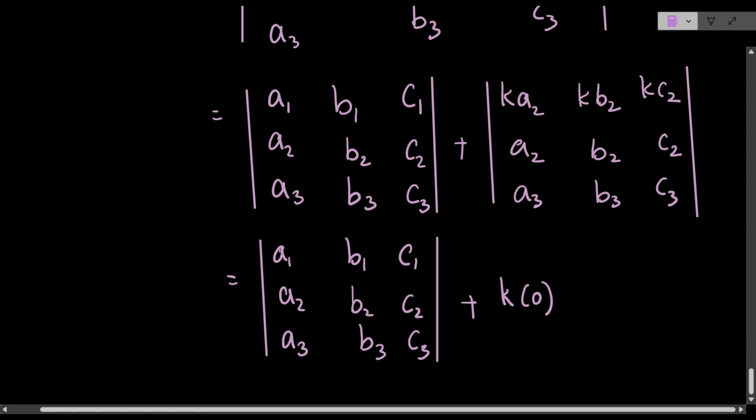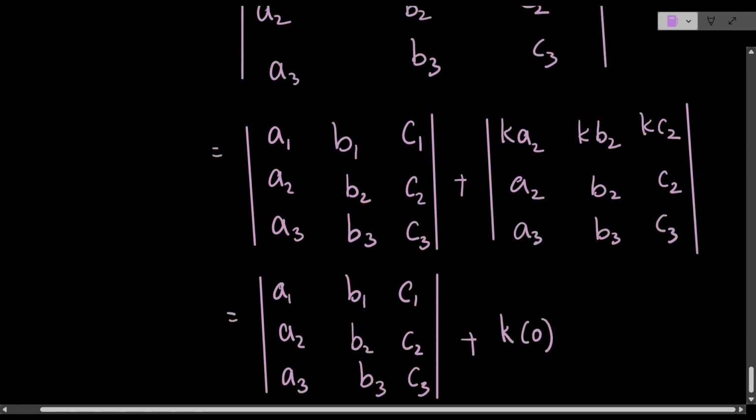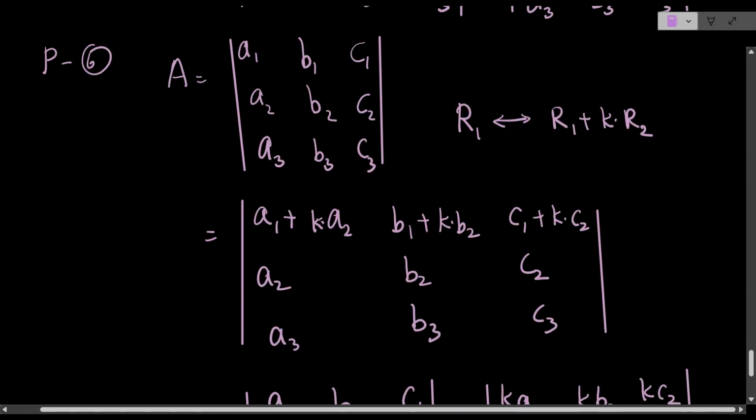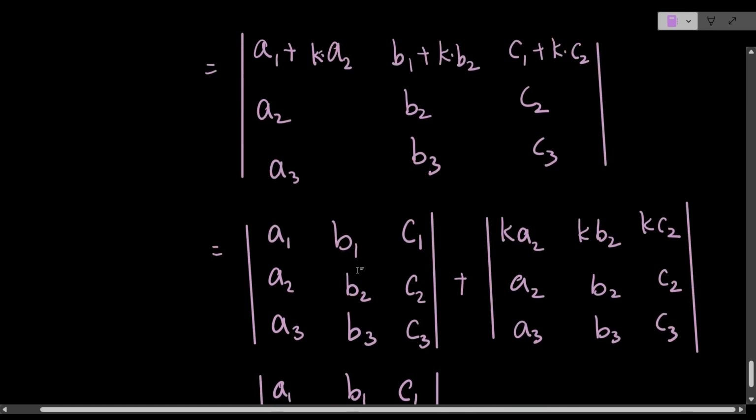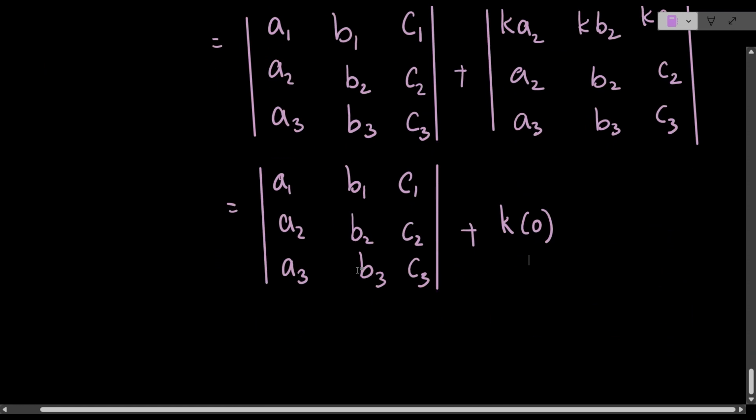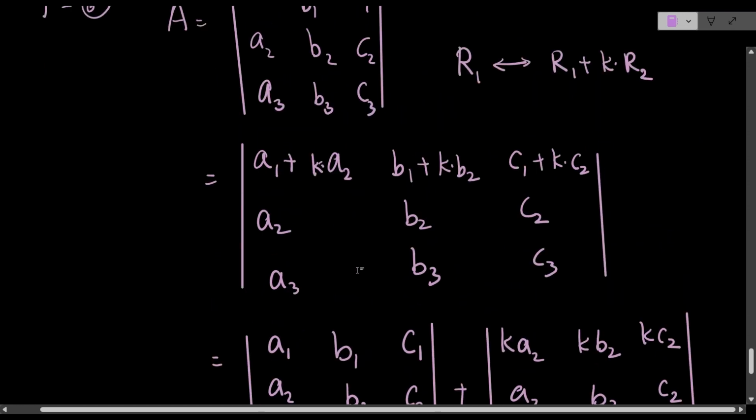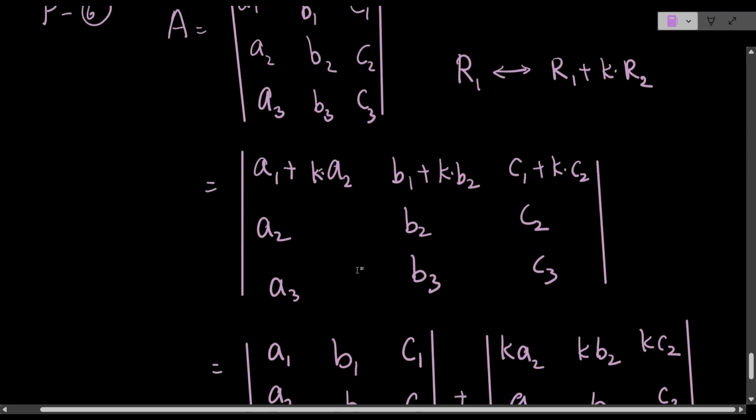So what we have done here is we have added a constant multiple of the second row to the first row. Then the value of this determinant does not change, it remains the same. This is about the sixth property. Did you understand, students?